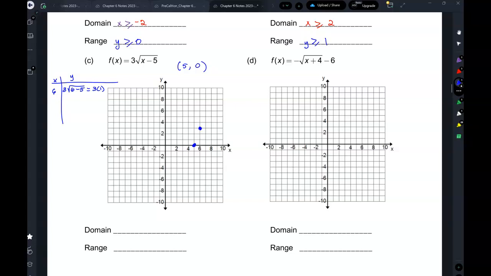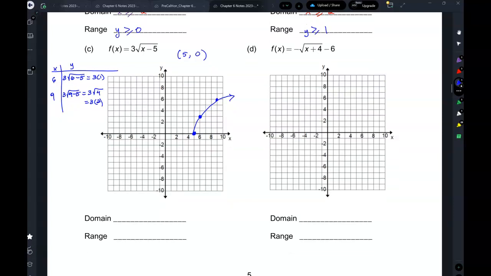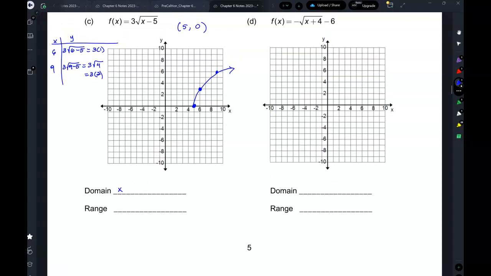Okay. And then why don't we put in a 9? This is 3 times root 4. 3 times 2, I get 6. Do you see how big that stretch is, that vertical stretch? Okay, so what's the domain? X is greater than or equal to 5, and the point is 9 comma 6. Y is greater than or equal to 0. Okay.